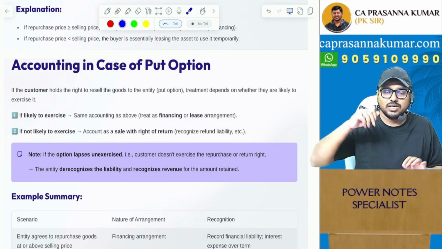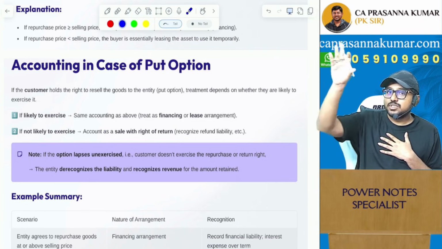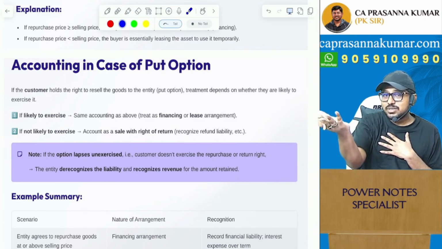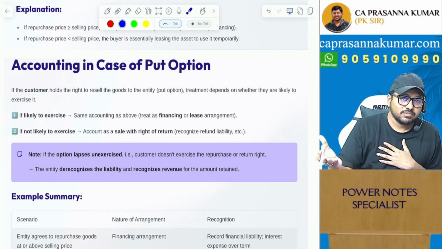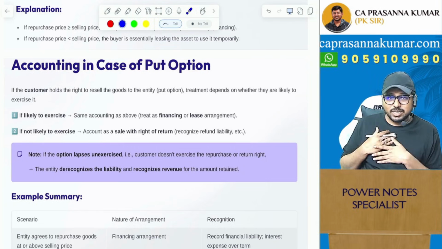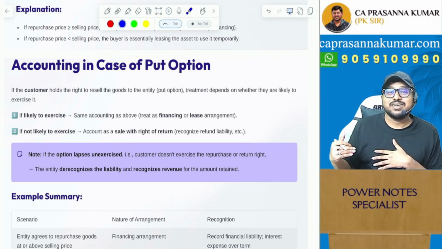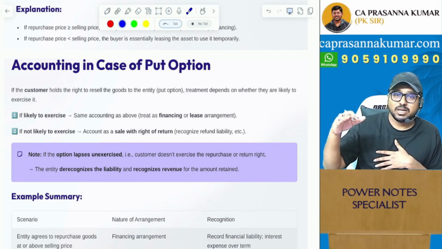See, once you sell, PK Limited gets money, right? And the put option is in the hands of SK Limited. You don't know whether SK Limited will exercise the option or not. If he exercises, he'll give the goods back and I have to pay back the money. So therefore, it's a liability for me. So I'll receive money, so I debit the bank account, but then I have to recognize the refund liability. Once he returns the goods, then I have to pay the money back.